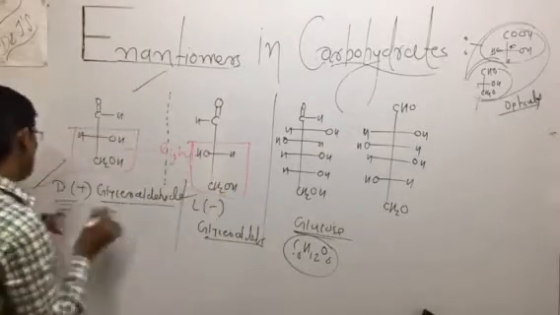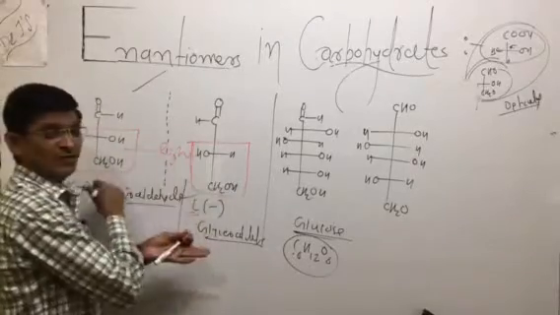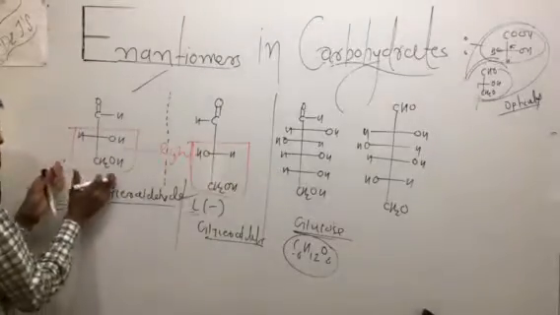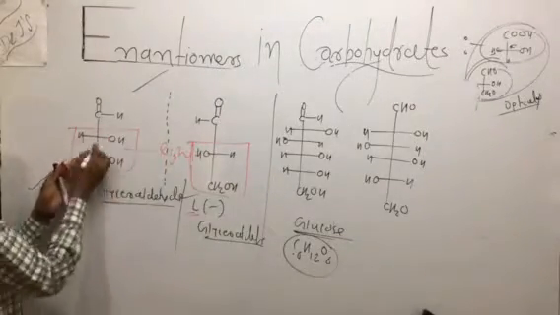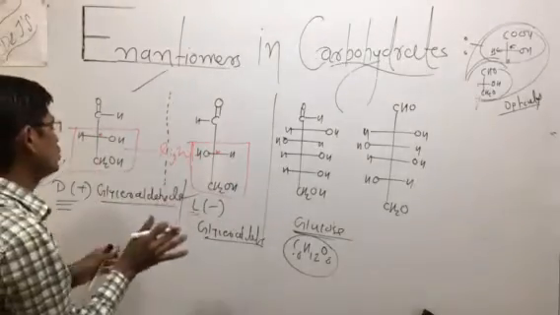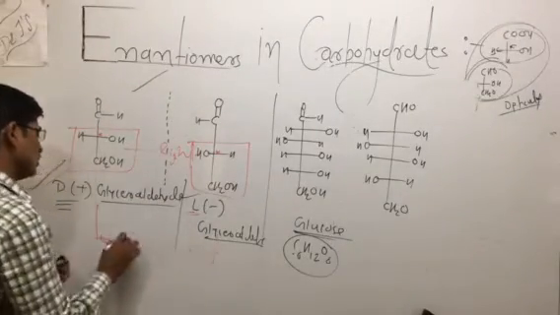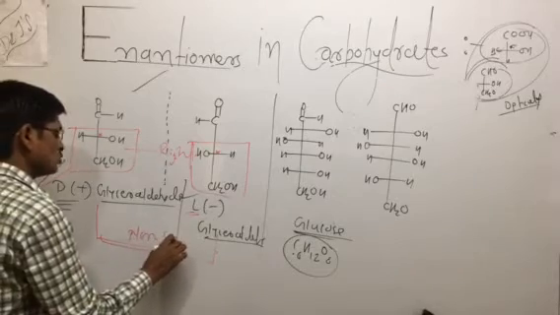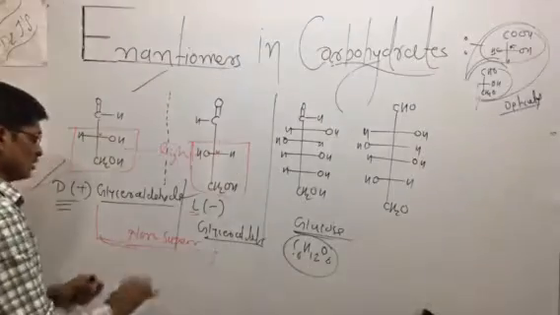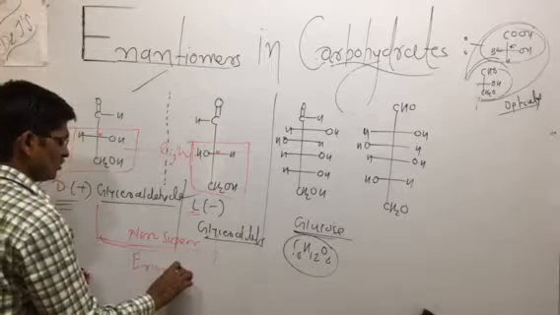First of all, what do we mean by D? D is the hydroxy group on the right hand side, and L is the hydroxy group on the left hand side. So this is our D-glyceraldehyde, this is our L-glyceraldehyde. When the hydroxy group is on the right hand side, this is a chiral center. These are optically active compounds, asymmetric molecules which show dextro and levo rotation, and these molecules are related as non-superimposable mirror images, which is nothing but enantiomers.